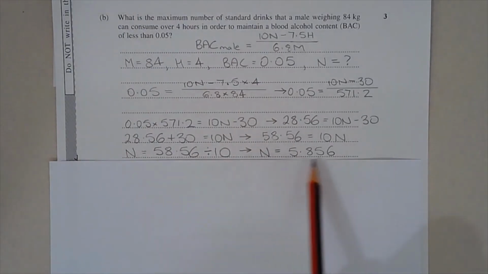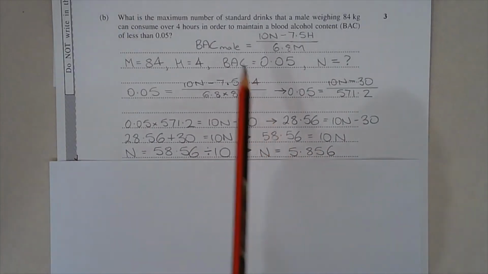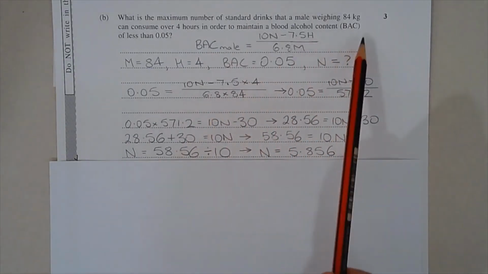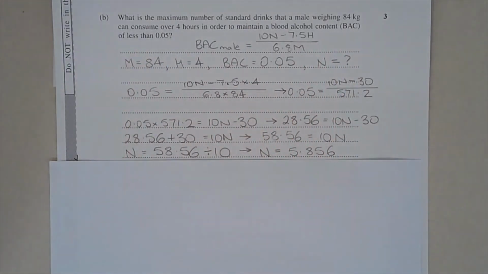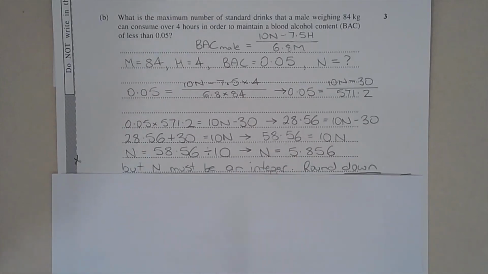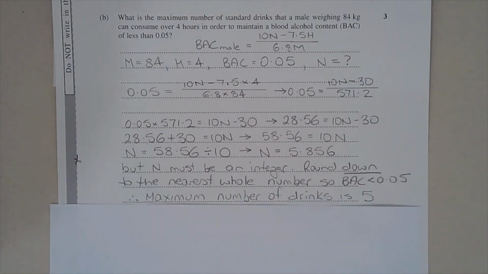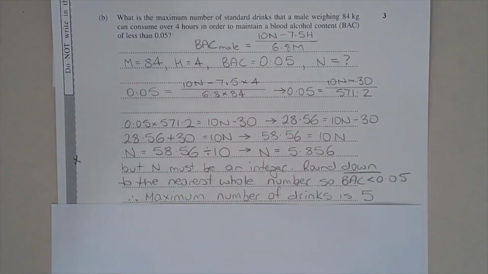Now, if n equals 6, the BAC will be over 0.05. And the question clearly states less than 0.05. So this person cannot consume 6 standard drinks. So we cannot round this number up to 6. N must be an integer, of course, so it can't be a decimal for starters. And we also need to round down to the nearest whole number so that the BAC is kept below 0.05. So therefore, the maximum number of drinks is 5.